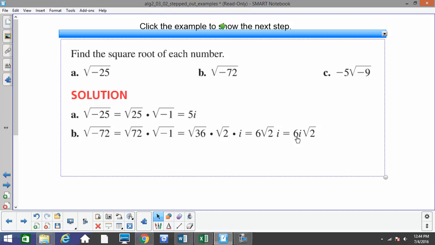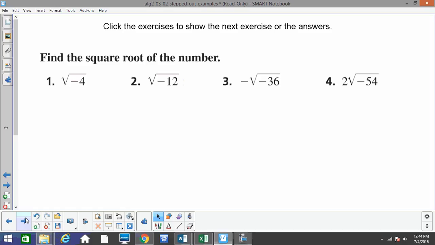And they do the same thing I do. I always like to have the i in front of that radical. I think it just makes it look a little bit neater. And on our last one, you have -5 times the square root of -9. Well, the square root of -9 is 3i. You take that 3i times -5, and you get -15i. All right, here are some for you to try on your own. Take a second, pause the computer, give it a shot, and then check your answers.